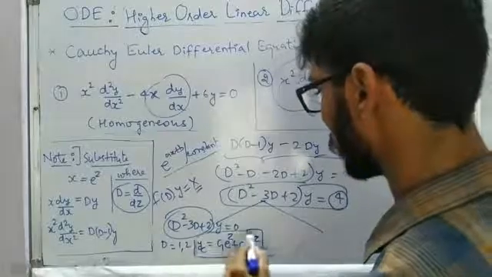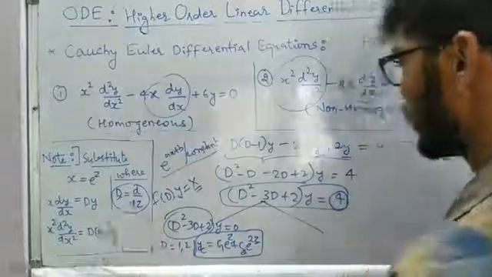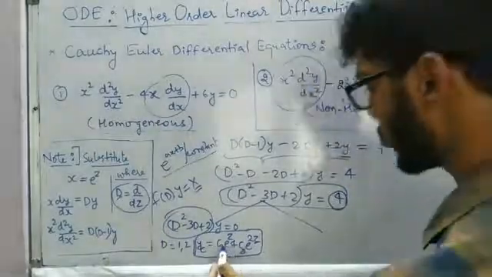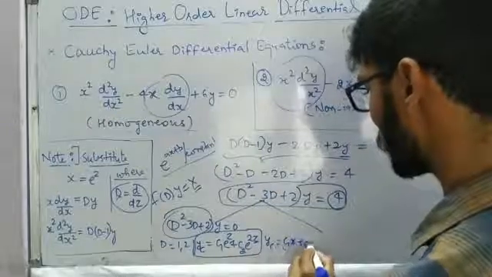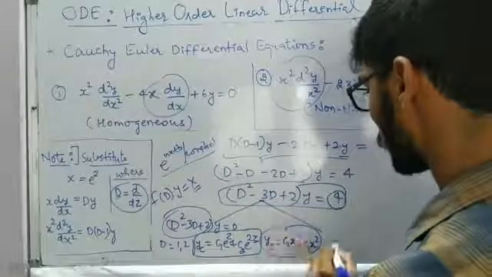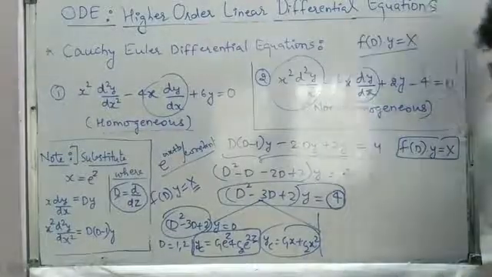And also you have to keep in mind, these are not x, these are z, because capital D is nothing but d/dz. And now you will have to substitute e^z back as x. So this is nothing but c1 x plus c2 x². So this is the complementary function, the general solution of the homogeneous linear differential equation.